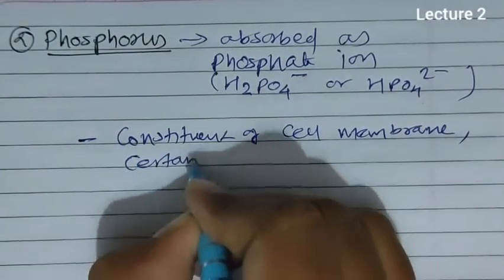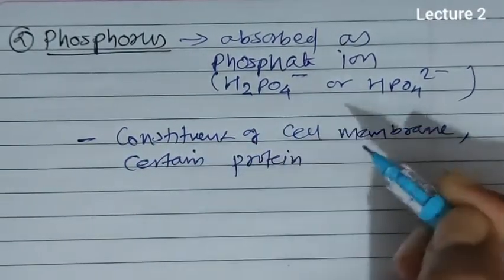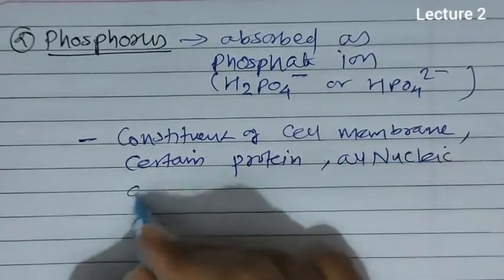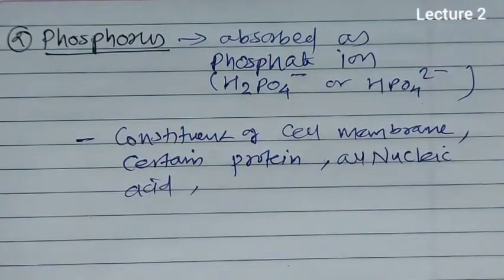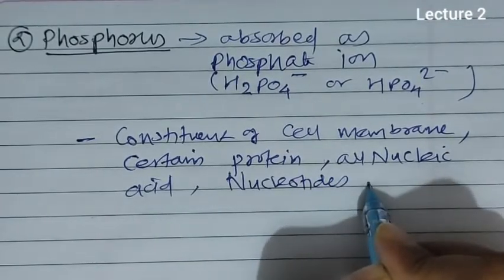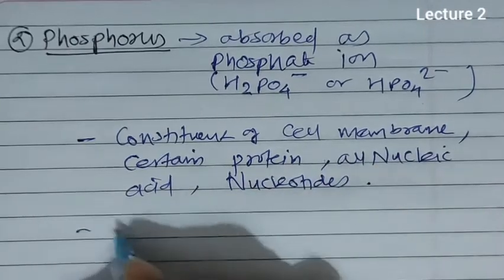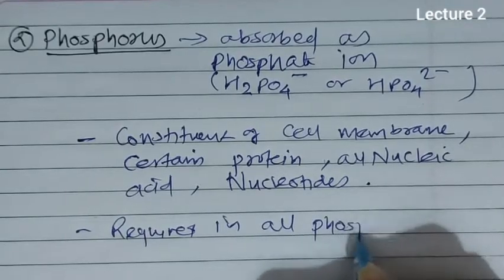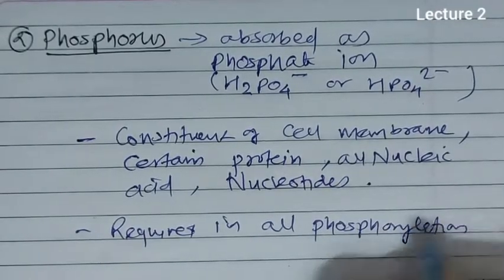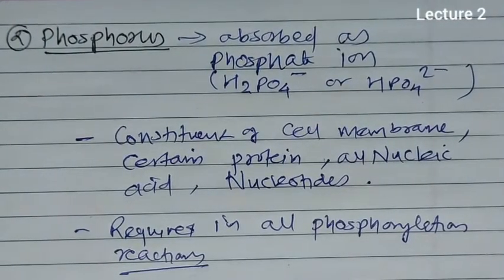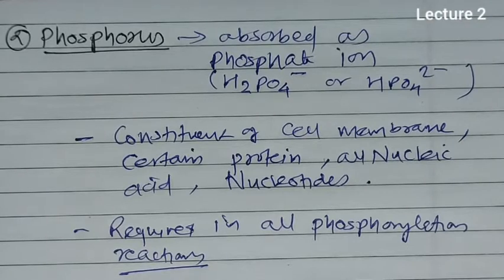It is a constituent of certain proteins and all nucleic acids, because in nucleic acid the phosphodiester bond is there. It is also present in nucleotides, that is purine and pyrimidine type of nucleotides, and is required in all phosphorylation reactions. So these are some of the characteristic and principal functions of phosphorus.